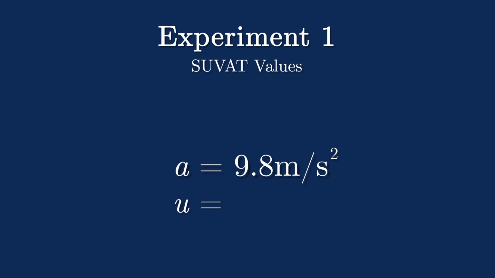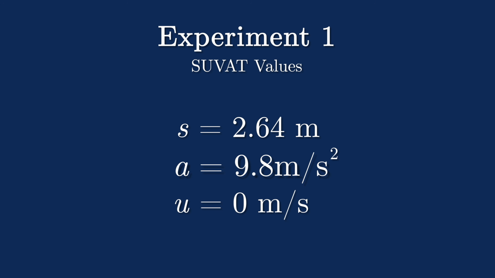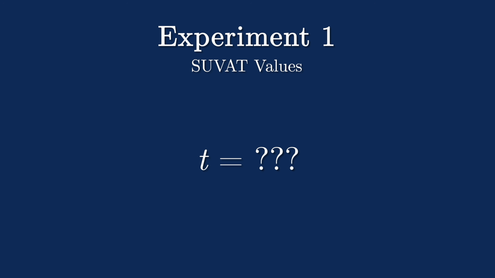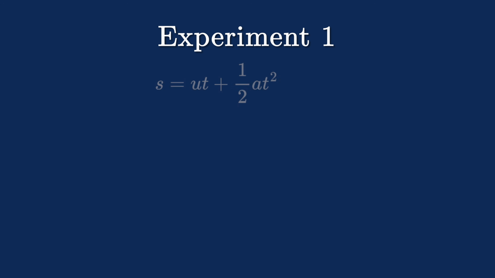The initial velocity will be u equals 0 metres per second because I'm not throwing it, I'm just letting go. So the values we know are S is 2.64 metres, u equals 0 metres per second, A equals 9.8 metres per second squared, and T we don't know. We want to find out how long it should take to hit the ground. If we look at our SUVAT equations, we can find one that uses these quantities, and we end up with this one here. S equals ut plus a half at squared.